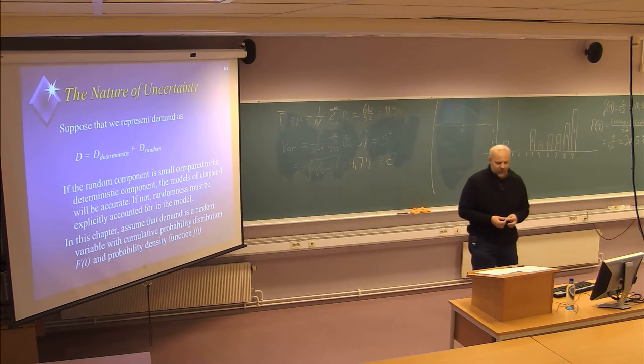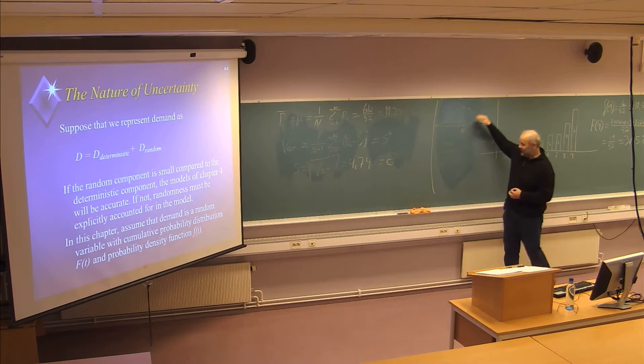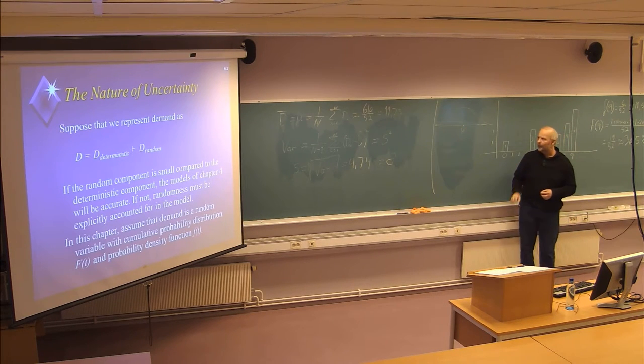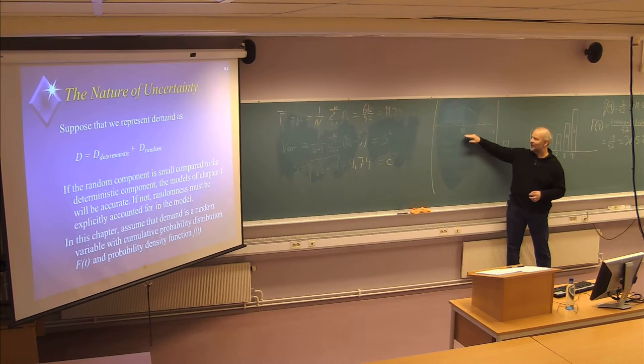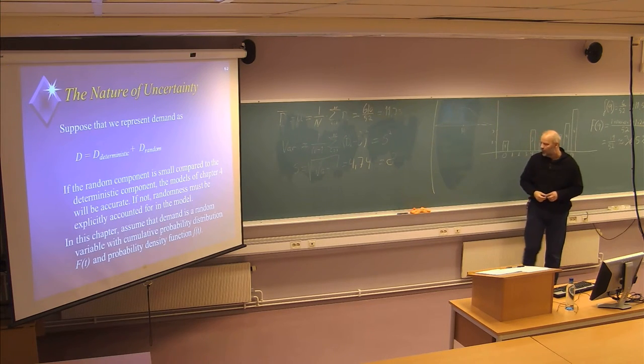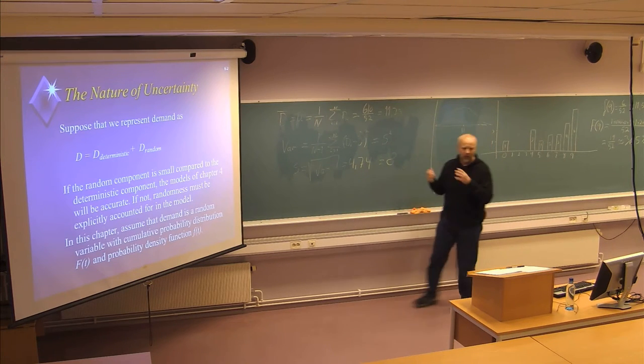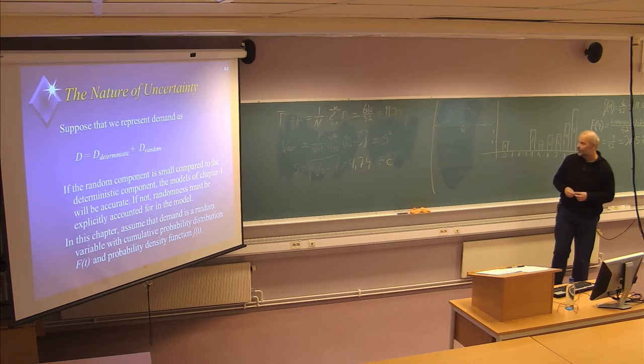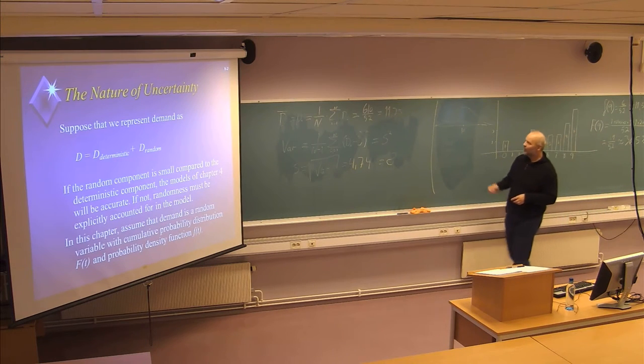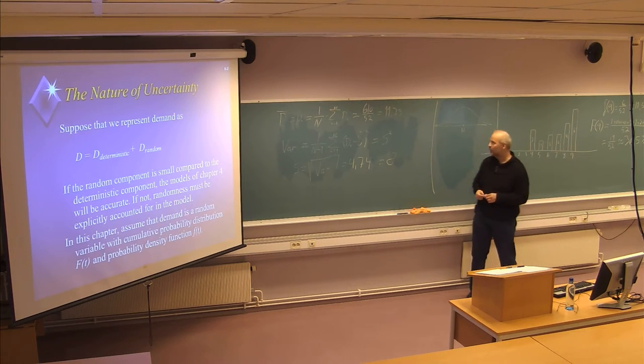The normal distribution is a symmetric curve, which looks like this. Then you will always have the expected demand at the top of this curve. But the standard deviation is what will tell you what this curve will look like. If you have a very high standard deviation, it might look like this.